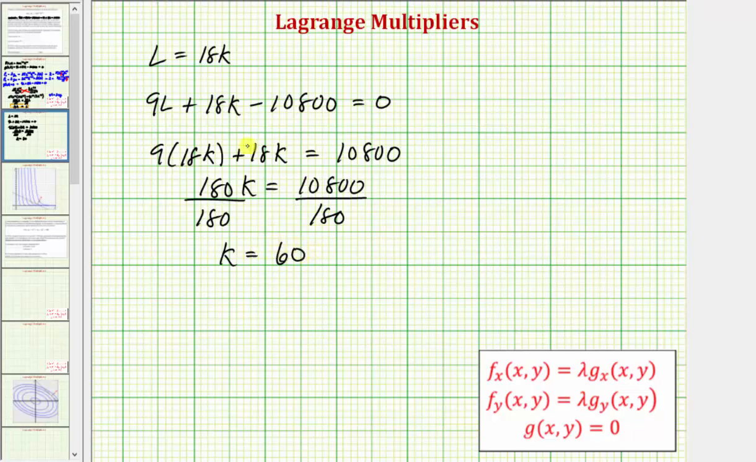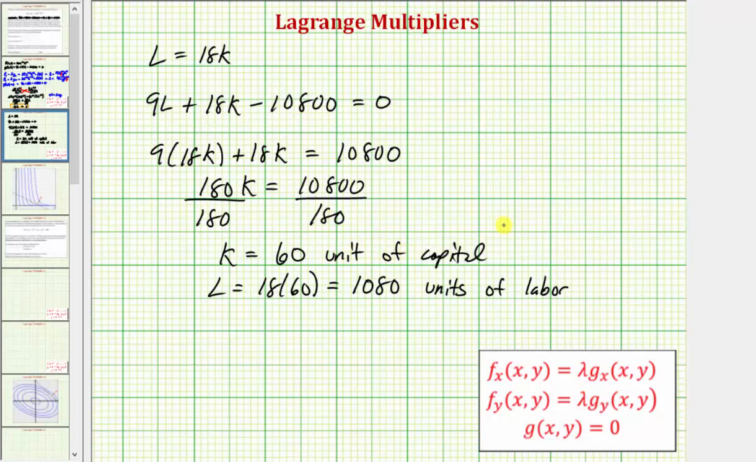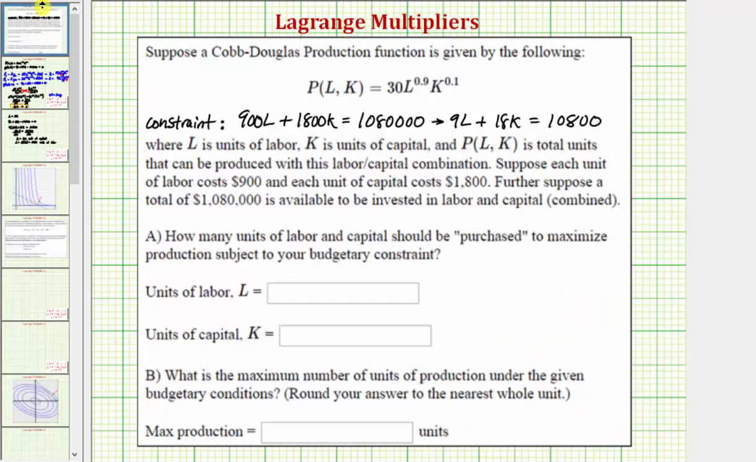Well, now we know k equals 60, we know L equals 18k, so L equals 18 times 60, which equals 1080. Remember, L equals the units of labor, and k is equal to the units of capital. So going back to our question, we're asked how many units of labor and capital should be purchased to maximize production subject to the budgetary constraints. So we know the units of labor L is equal to 1080, and the units of capital K is equal to 60.